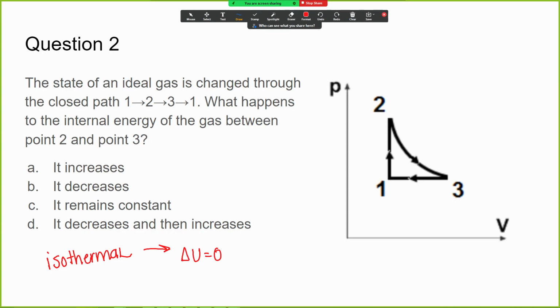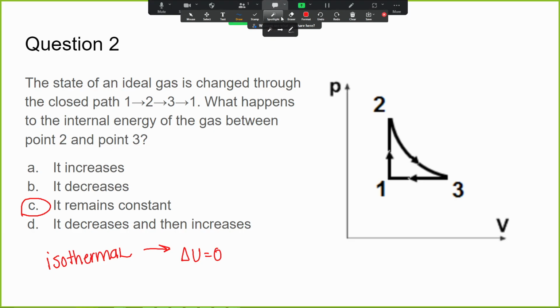And we will get to that a lot. I believe it's in the next lecture that I summarize all of these rules for you. Look, yeah, it is. So we'll get there eventually. You will have all the rules in a nice little table for you. But isothermal means that the change in internal energy is 0, and therefore it should remain constant.